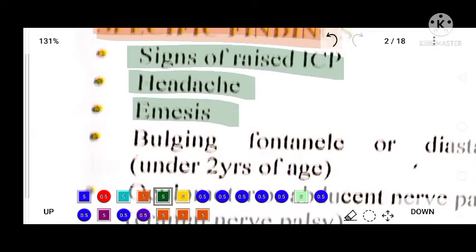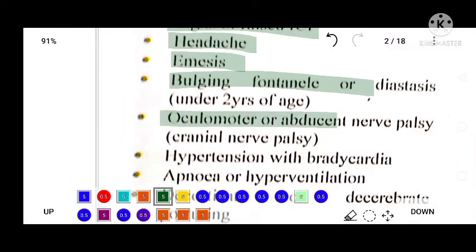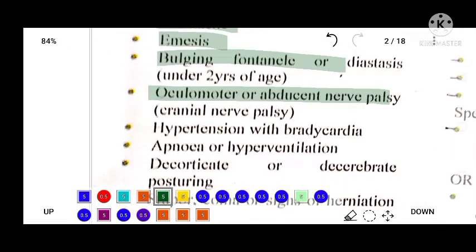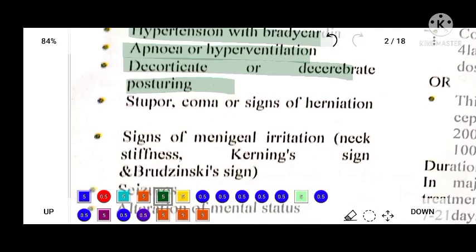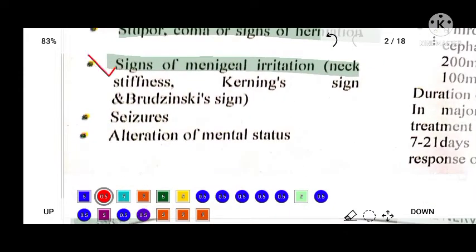A specific finding for meningitis will be signs of raised intracranial pressure: headache, emesis, bulging of the fontanelle, oculomotor or abducens palsy, hypertension, bradycardia, decorticate and decerebrate postures, stupor, coma, herniation. Meningeal irritation will be positive, like Kernig sign and Brudzinski sign. Leg Kernig and neck Brudzinski will be positive in meningitis.